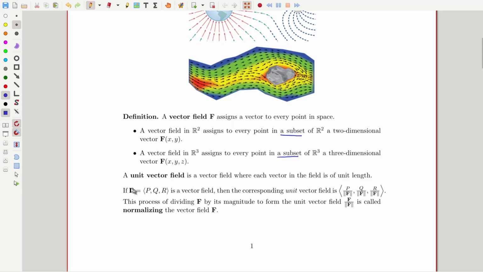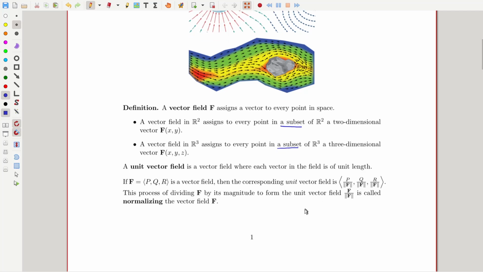Okay. So now this is a rather simple notion. A unit vector field is a vector field where each vector has unit length, so length 1. And how do you get unit vector fields from arbitrary vector fields? If this is an arbitrary vector field P, Q, R, these are the component functions that form the vector field. What you can do is you can normalize. You can divide by the overall magnitude of this. So that's what that does.